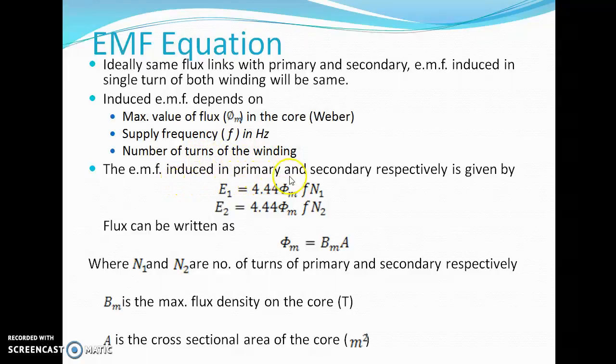Thus, the EMF induced in primary and secondary winding respectively are given by E1 is equal to 4.44 phi m into F into N1, and in secondary E2 is equal to 4.44 phi m into F into N2, where the maximum value of flux phi m can be given as Bm into A. N1 and N2 are the number of turns of primary and secondary winding. Bm is the maximum value of flux density in the core. A is the cross-sectional area of the core in meter square.